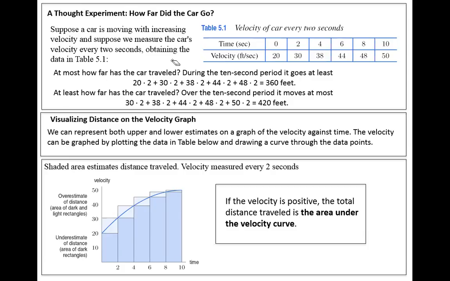We do have some methods to estimate that area, because we can see it's not easy to find the area if one of the sides is curved. The x-axis is fine, it's a straight line, and the vertical lines, 0 and 10, I'm just looking at the area between 0 and 10, are straight. But the top, of course, the velocity, is not a straight line, it's a curve.